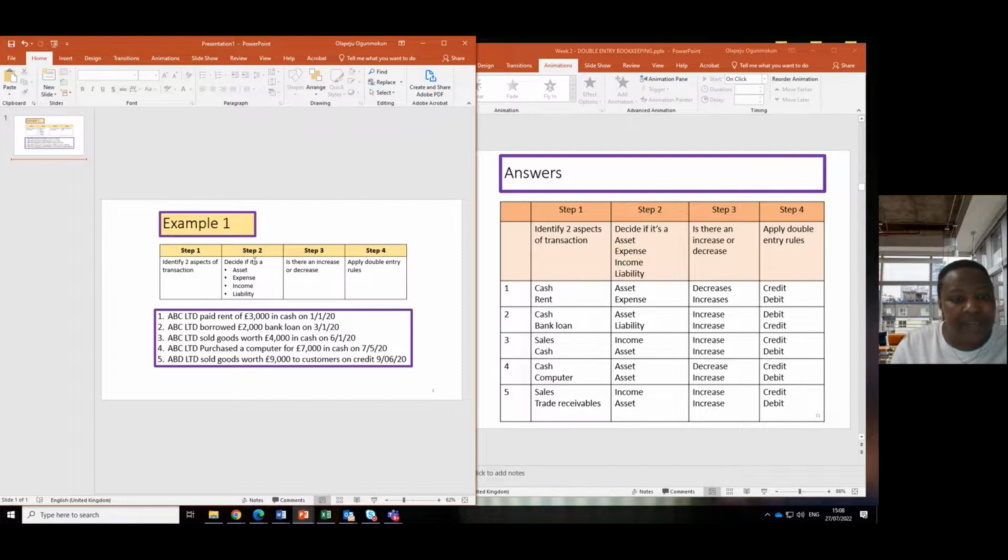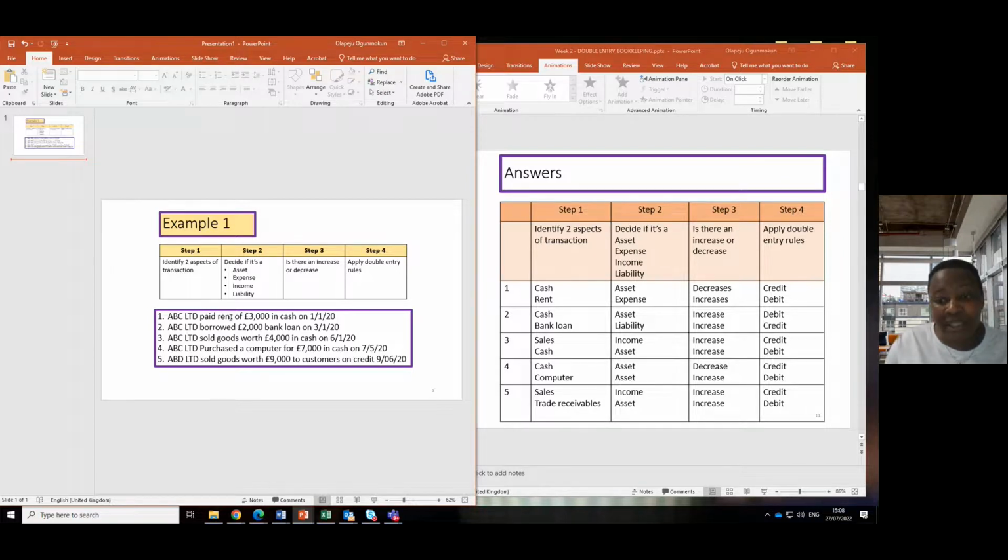The next step is to decide if it is an asset, expense, income, or liability. What class of account, of the groups of accounts, is it? We know that rent is an expense, so rent is an expense, and cash is an asset. You identify that. The question then would be, is there an increase or a decrease in this class of accounts that we have identified? You agree with me that for rent, there's an increase in rent expense, right?